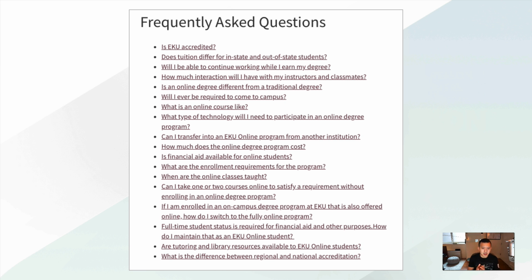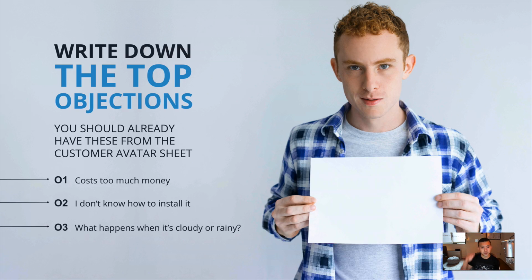This is something I found while researching for an online degree offer. So here are all the questions. What is an online course like? Will I be required to come to campus? When are online classes taught? Is there financial aid involved? These are real objections and questions people have about online degrees. So in a way, you could just think of your emails as answering each one of these questions and then linking it to the offer.